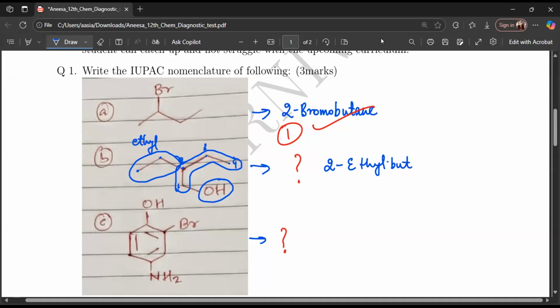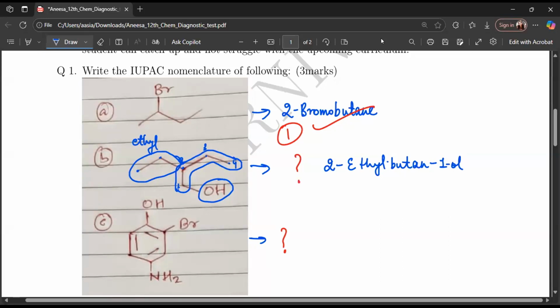It's an alkane because the carbons are attached to each other with a single bond, so we will use ane, alkane. So butane. And on which position is the functional group attached? On the first carbon, obviously, right? So we will use 1-ol. Okay, so that's the IUPAC name of this: 2-ethyl butan-1-ol. Clear? Yes, ma'am.